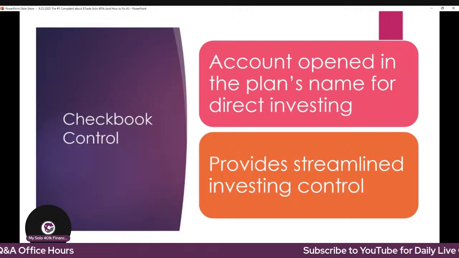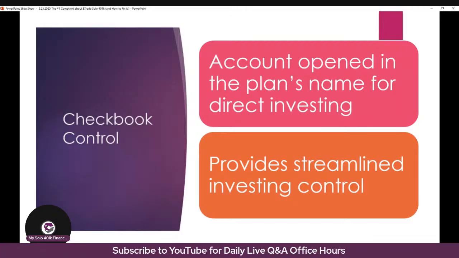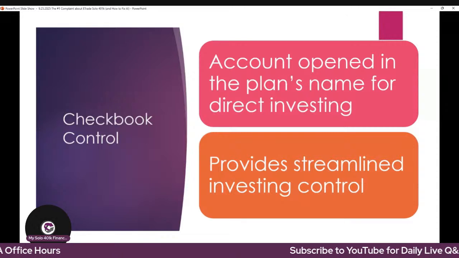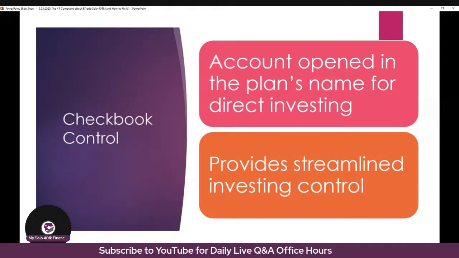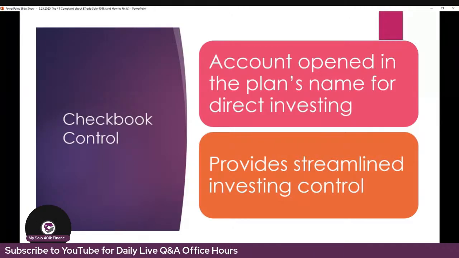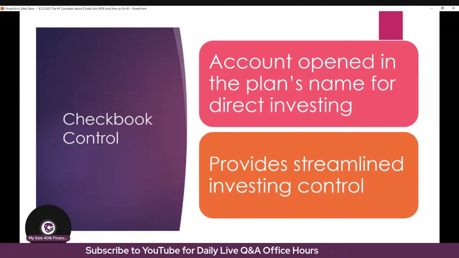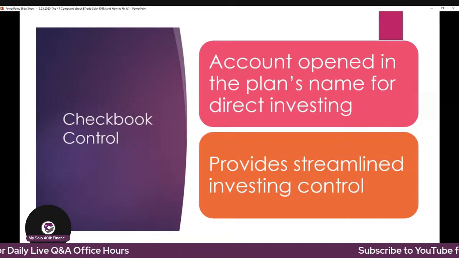Next missing feature is checkbook control. As the Solo 401k owner, as the self-employed individual, you act as the trustee of the plan. And under the rules, you can have direct checkbook access to your money, to those Solo 401k funds. But you need to have an account that gives you that checkbook control. With our Solo 401k customers, we're totally neutral as far as where the account is. They've had their accounts at E-Trade or Fidelity or Schwab, or we've helped customers open up accounts at hundreds of different banks and credit unions.